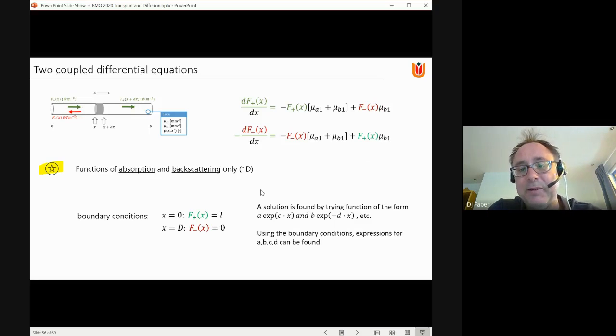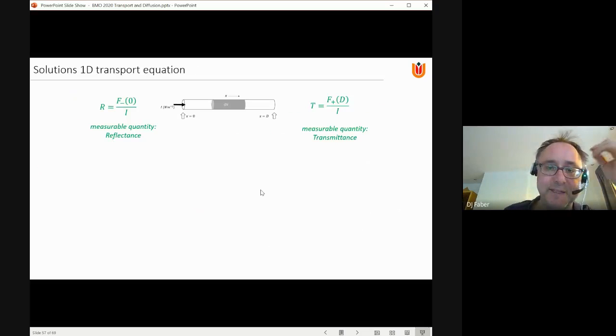Usually, to find a solution of this type of coupled differential equations, you try some functions of exponential form. So let's say the form a times exponential c of x, and b times exponential minus d of x, something like that. Then, using these boundary conditions, we can try to find expressions for a, b, c, and d, and if that works, then we have solved the differential equation. Okay, we can do that, and we have the fluxes.